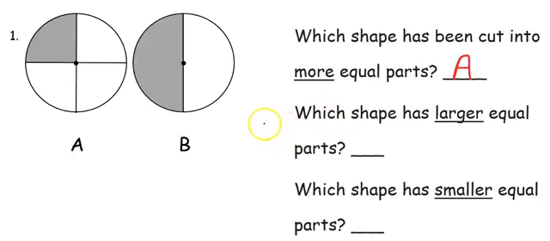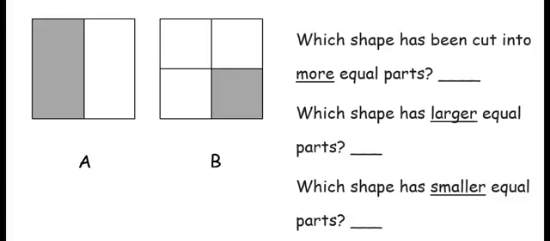The second question says, which shape has larger equal parts? Well, you can see that shape B has been divided into larger pieces, since it was only divided into 2 parts. And then which shape has smaller equal parts? That would be shape A, because each fourth is smaller than each half in shape B.